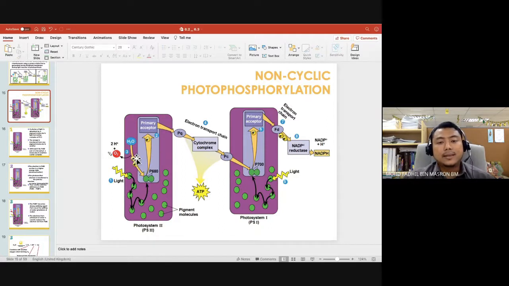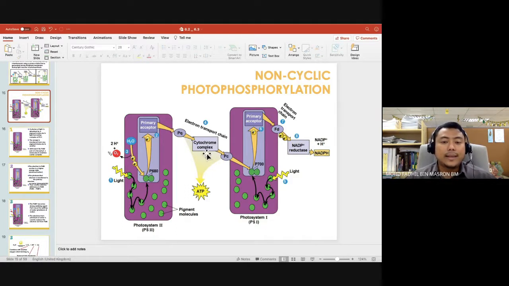Okay, then the electron is passed to plastoquinone. So dia pun ada electron transport chain juga ni dekat sini. Sama, lebih kurang similar macam dalam respiration kita tu, dalam cellular respiration tu. Okay, so electron tu pass ke plastoquinone, pass to cytochrome complex, and then pass to plastocyanin.